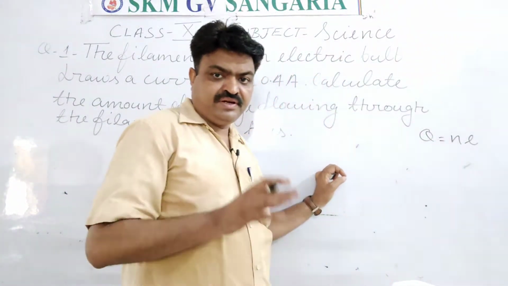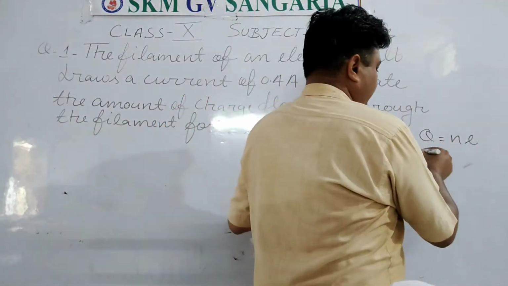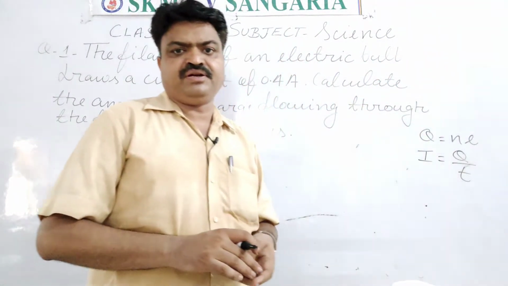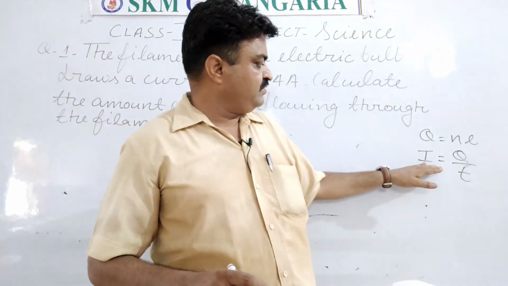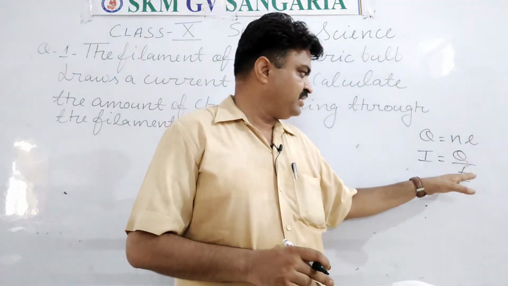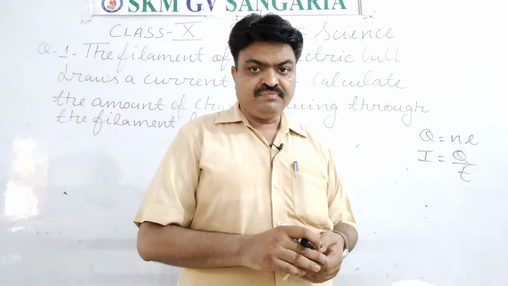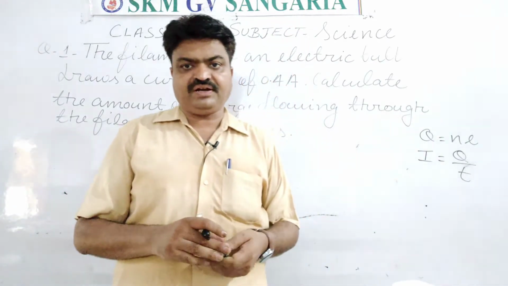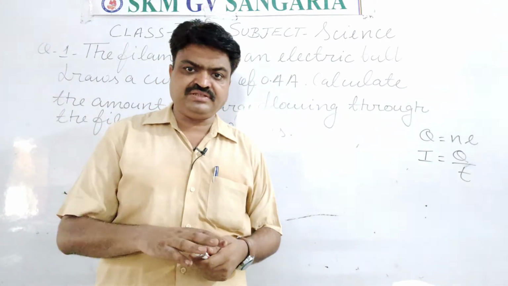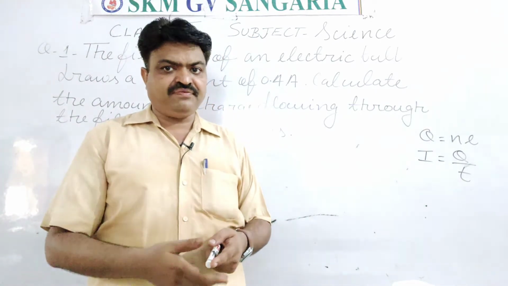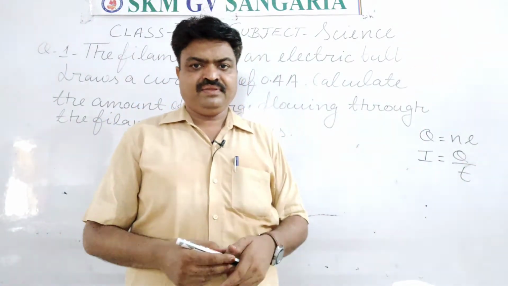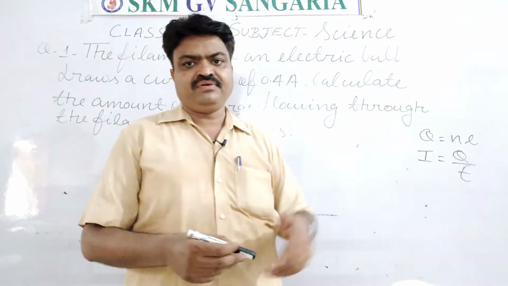The second formula that we have discussed is I is equal to Q upon T. In this, what is I, student? I is for electric current, Q for electric charge, and T for time. Because what is the definition of electric current? The charge per unit time through a conductor is known as electric current. So according to the definition, the formula is I is equal to Q upon T.